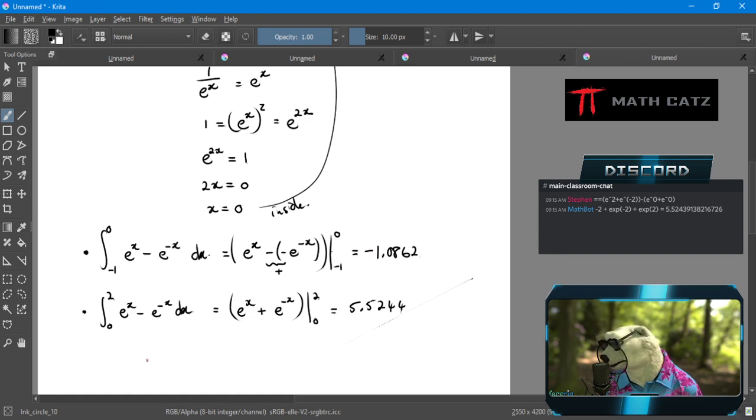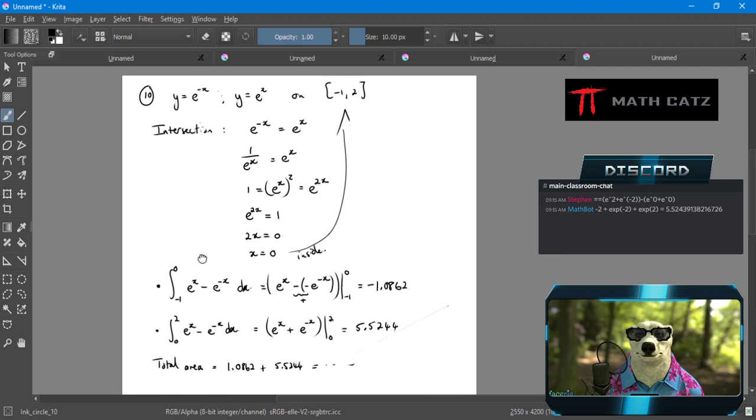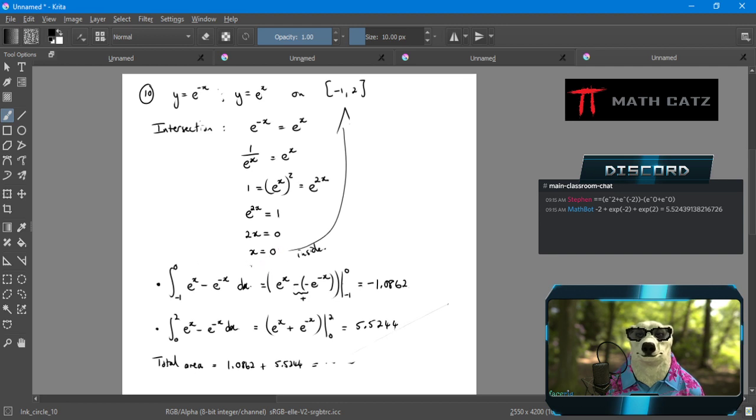Just drop the negative. So then the total area, I rounded these, and you can certainly use the originals. 1.0862 plus 5.5244, and we finish our question. So I don't need to see the graph. I don't need to have the right order of which one's the top and which one's the bottom. But what I do need is to split it up according to the intersections that fall inside the given interval. That I cannot skip.